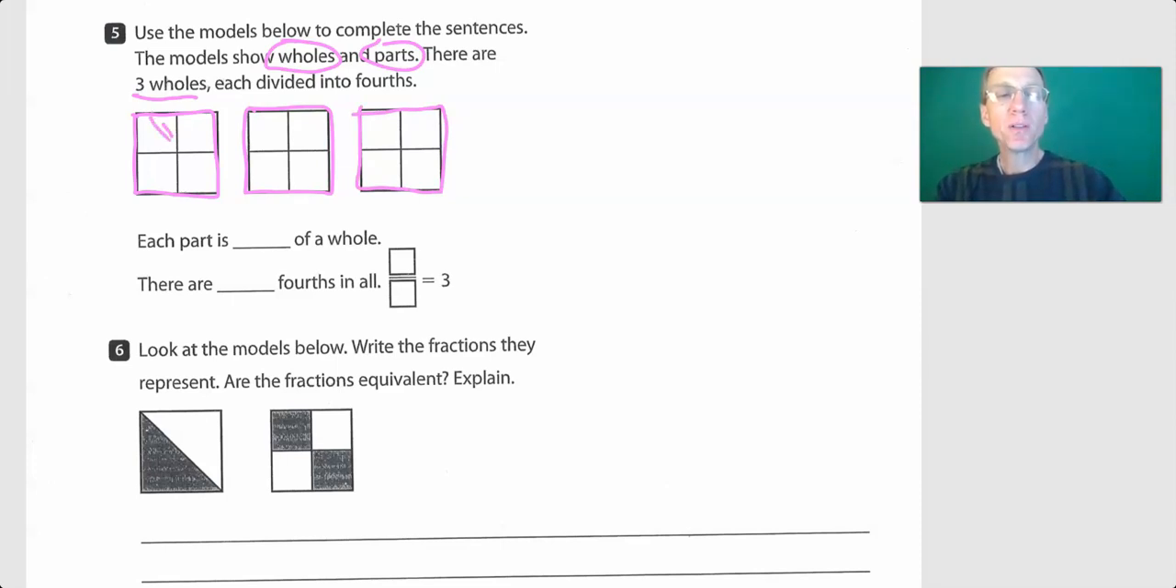So one of these parts like this, that would be 1 out of 4 parts to make a whole. So each part is 1/4 of a whole, okay? Now how many fourths are there in all? Well, there's a lot of them. There are 4 in this pizza, right? 4 in this pizza. 4 in this pizza. Which makes sense. There's 4/4 in each whole. So that's 4, 8, and 12. That's 12 fourths in all, which looks like this.